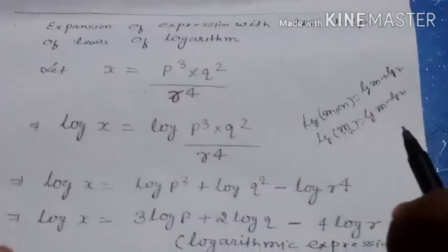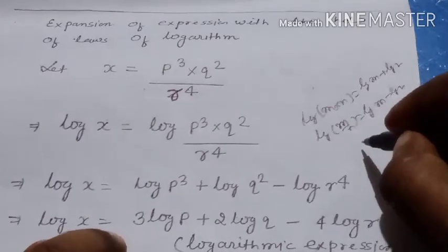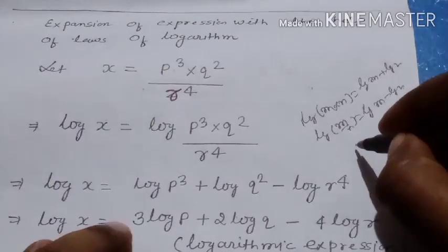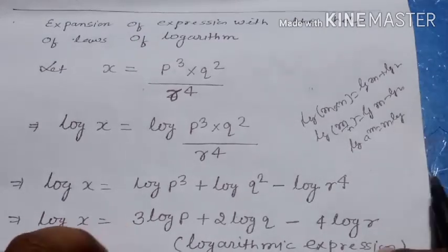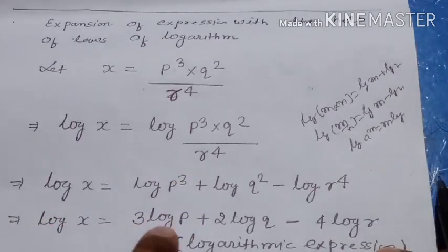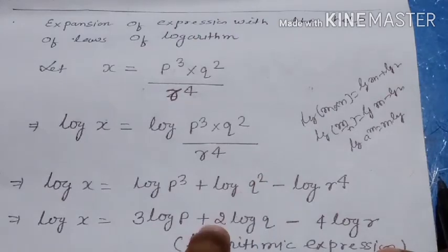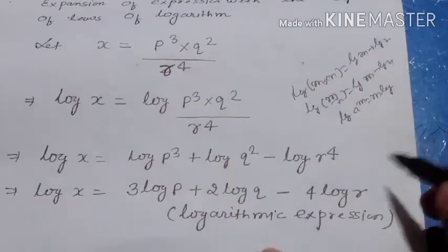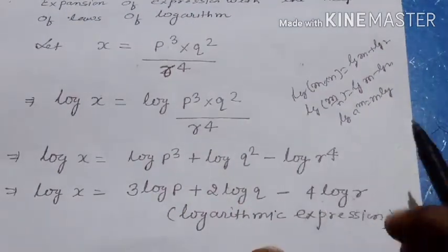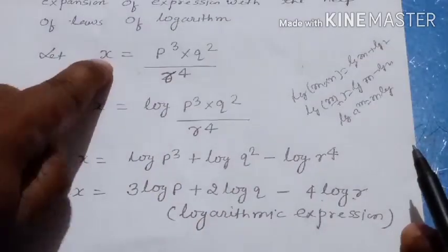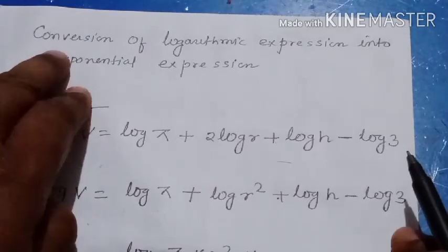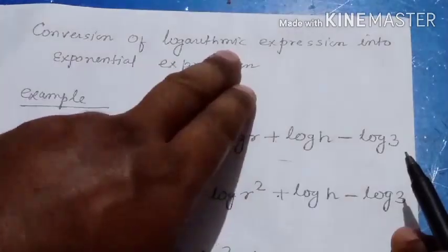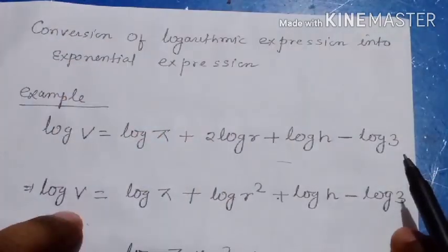Now you already know that the power law is there. In case of the power law, we know that log a to the power m is equal to m log a. So this 3 will come here and it will become 3 log p. This 2 will come here and it will become 2 log q, and this 4 will come here and it will become 4 log r. So now this exponential expression has been converted to a logarithmic expression. Vice versa, we are going to convert a logarithmic expression into an exponential expression.